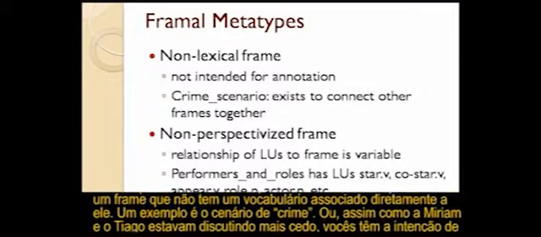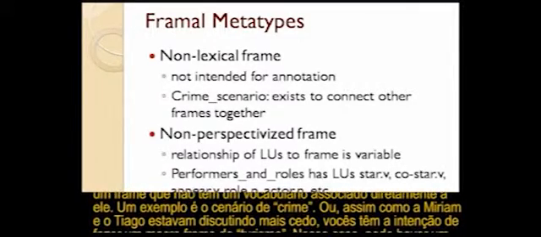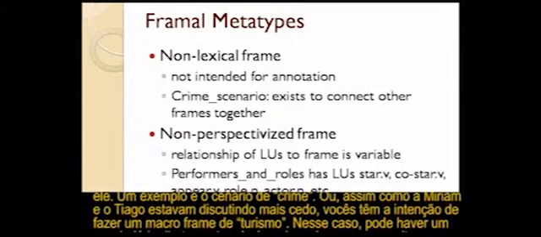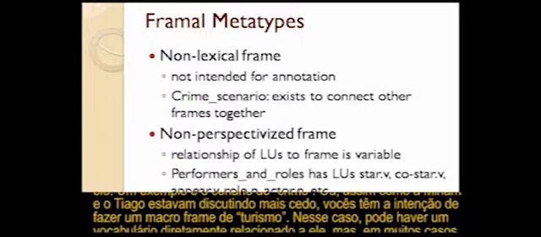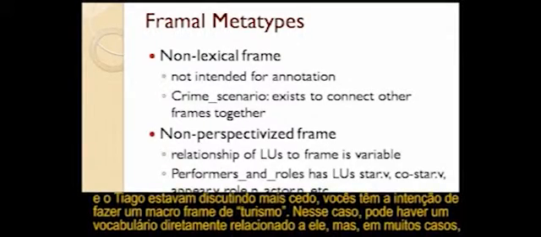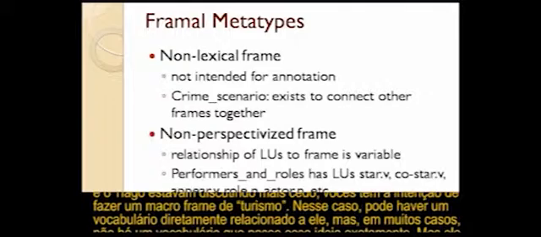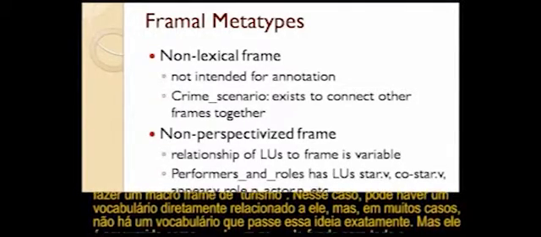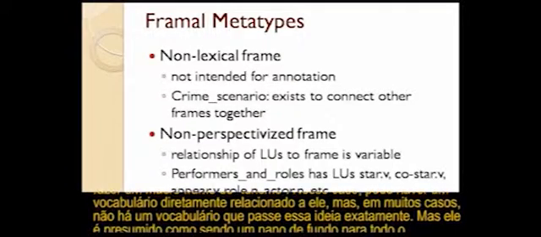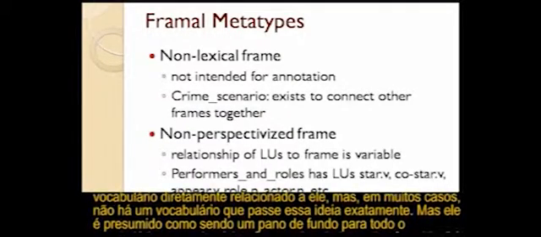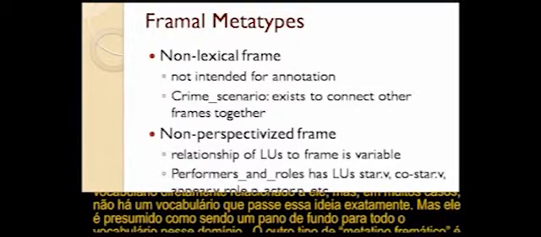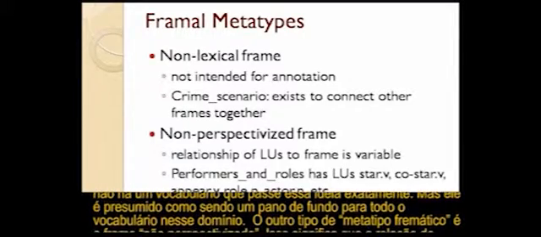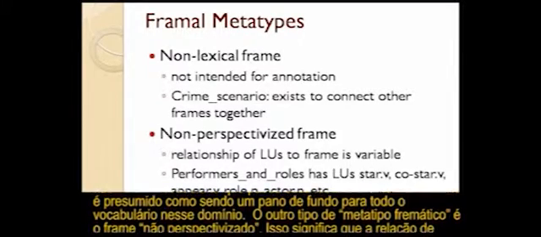So one example is a crime scenario. Or, as Miriam and Thiago were discussing earlier, you guys are intending to make a tourism macro frame. In that case, it may have vocabulary directly pertaining to it. But in many cases, there is no vocabulary that exactly picks out that idea, but it is assumed as a background for all the other vocabulary that is in that domain.